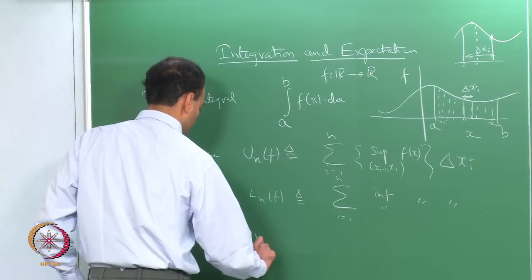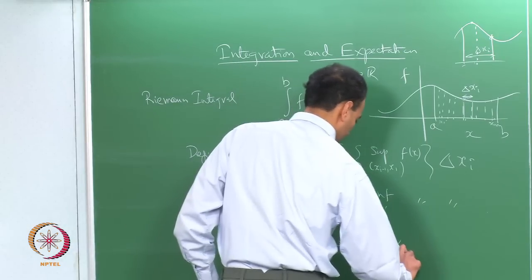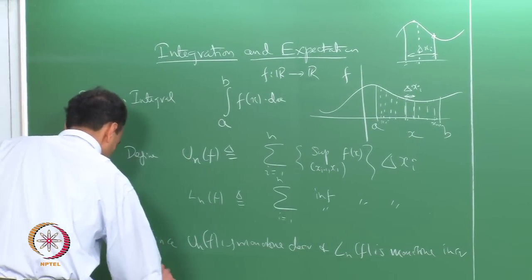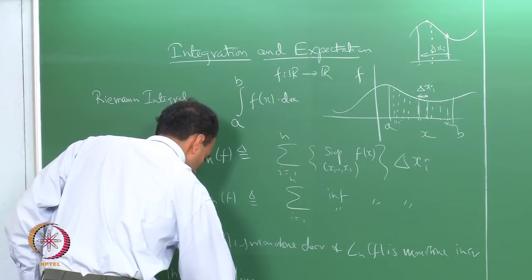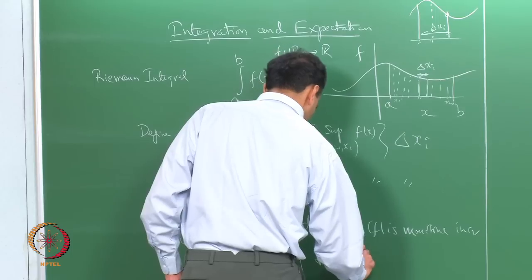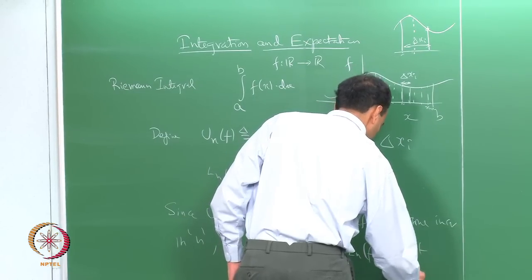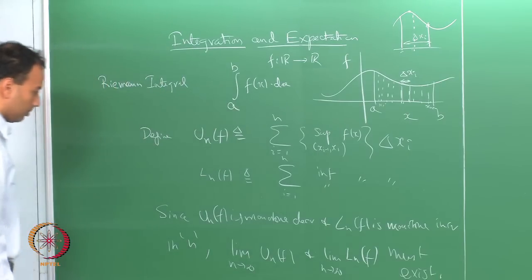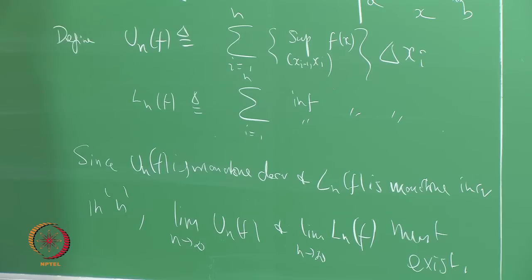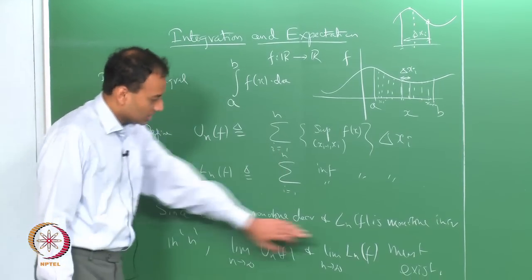So, since u n of f is monotone decreasing and l n of f is monotone increasing in n, the limit as n tends to infinity of u n of f and the limit as n tends to infinity of l n of f must both exist. Is that clear? Any questions on that? This is something you should already know. I am just reviewing Riemann integration. So this limit and this limit definitely exist.